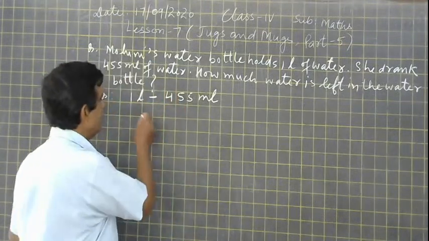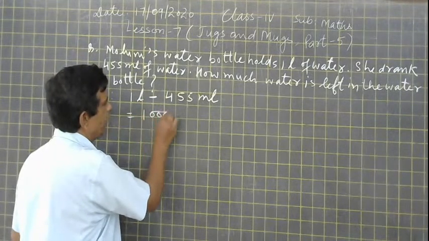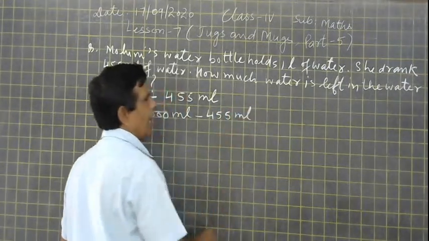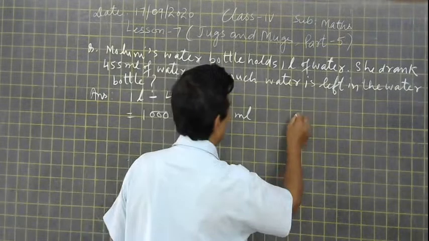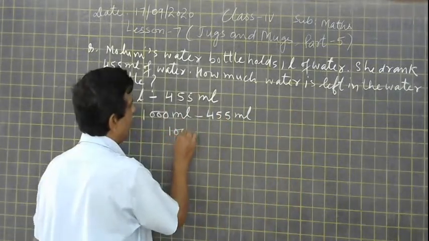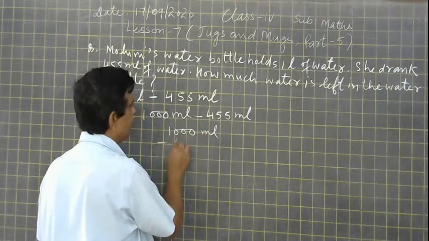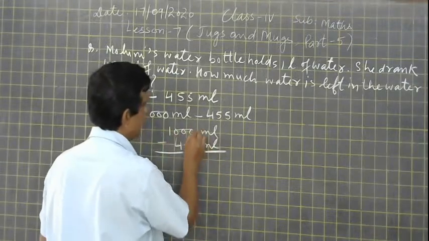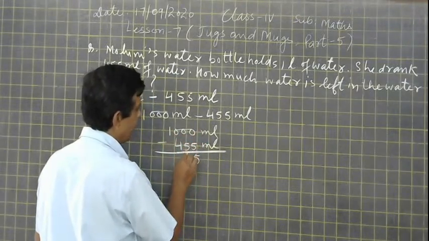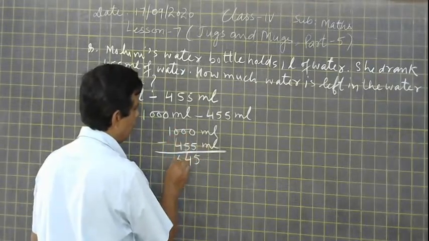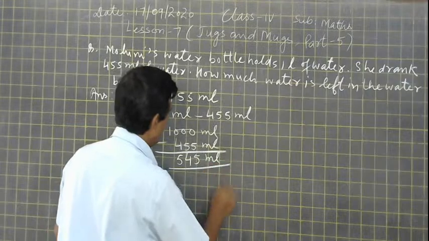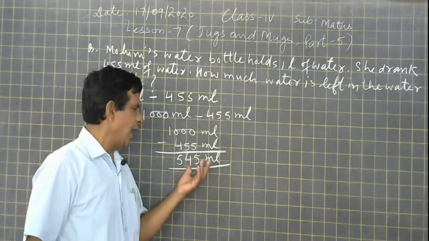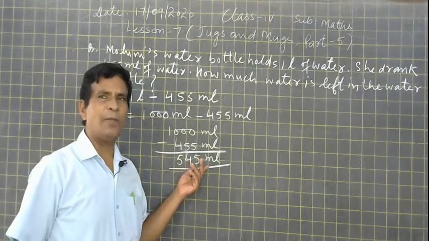Okay. So this 1 liter will be equal to 1000 milliliter minus 455 milliliter, and then we subtract it. When we subtract, we get 1000 milliliter minus 455 milliliter. We borrow: 10 minus 5, 5; 9 minus 5, 4; and 9 minus 4, 5. So this is 545 milliliter. Here you have this answer, but this is not the complete answer.